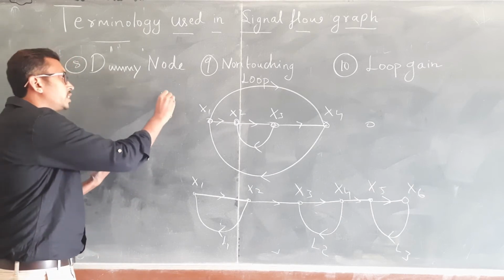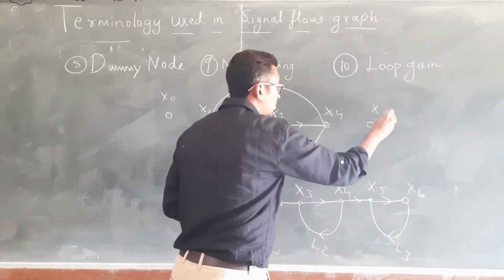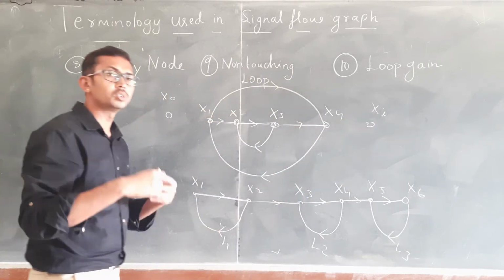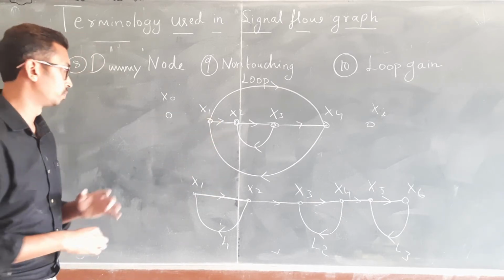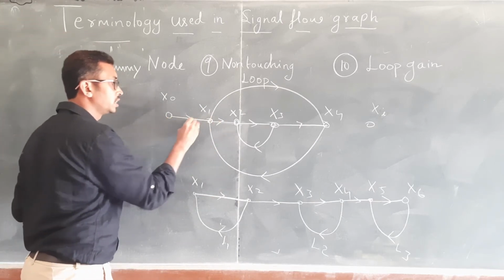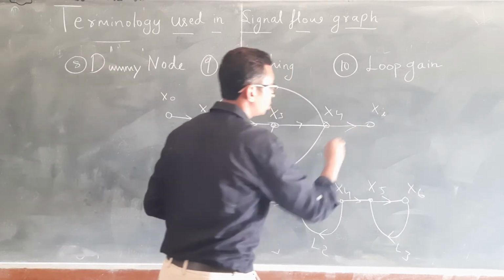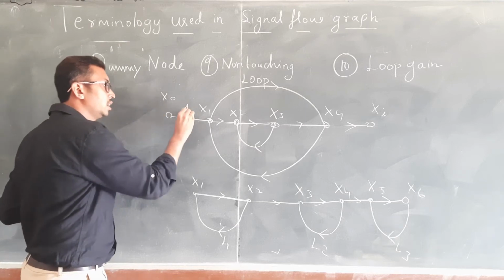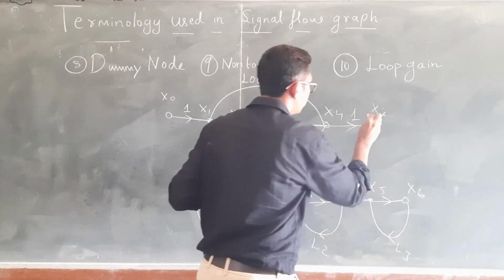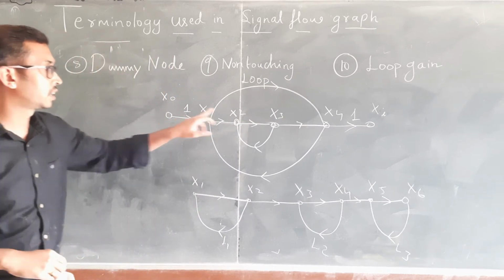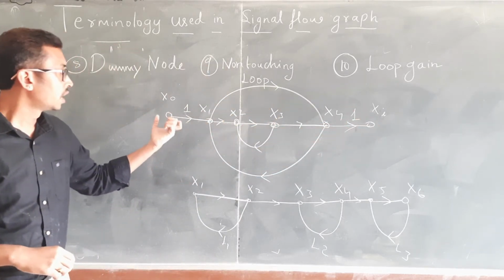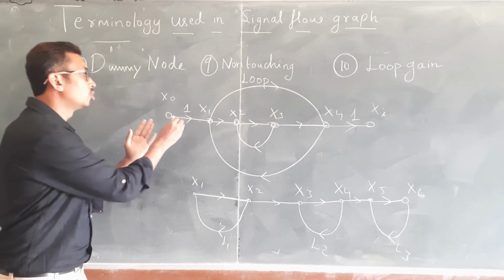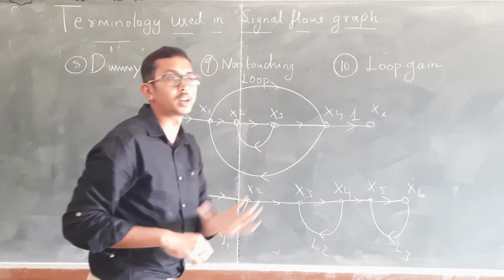I am going to call it x naught, and I am going to use xi for the other. I am going to give some naming for those nodes and connect them to the initial nodes and also the outgoing nodes. The path gain of these branches will be considered as 1. So now I have added two separate nodes.